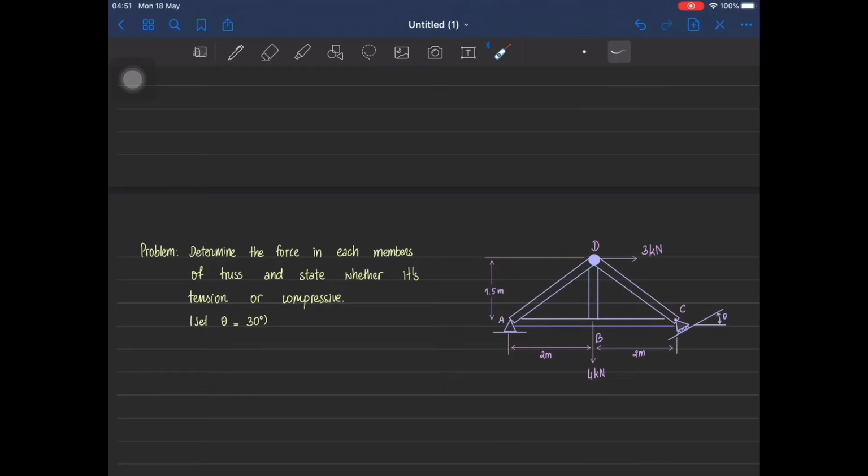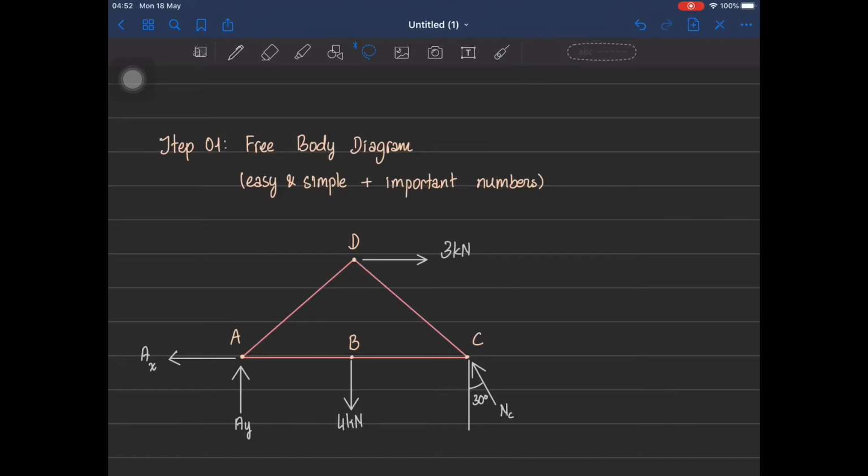So yeah, and in this we have 4 points, 4 joints as well. So I would like to choose the method of joints to solve this problem. It's quite easier than the method of sections. So we have to draw the free body diagram and all the necessary parts, such as the given force and the hidden force that we don't know.